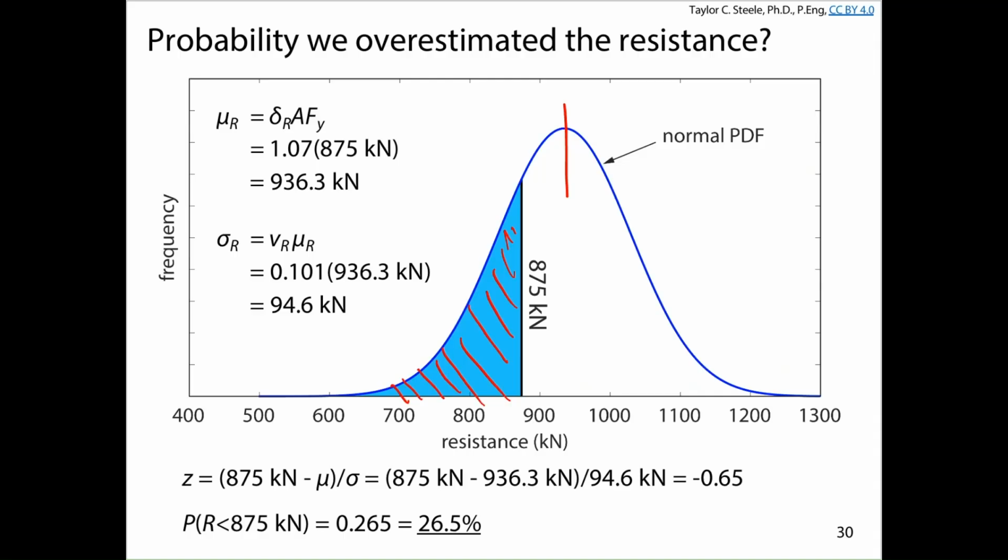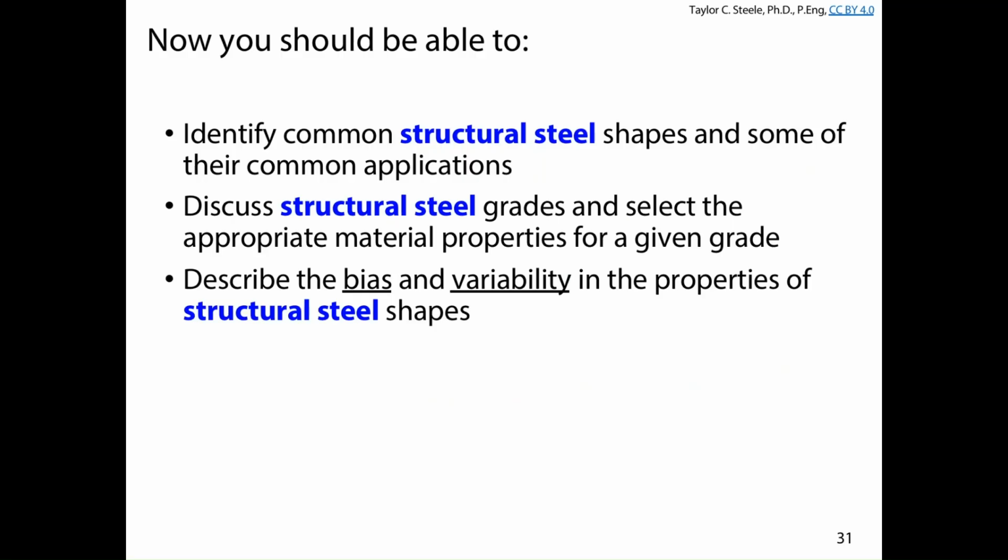Now you should be able to identify some of those common shapes, pass some of them around, tell me what some of them are used for, discuss the different grades, Canadian and American, and select the appropriate material properties, FY and FU for a given grade, and describe the bias and variability in the properties of structural steel shapes. This stuff you have to know because you're going to have to apply this. Other than the quiz, I'm probably not going to ask you to estimate probabilities on an exam or assignment. I'll get you to do that on the quiz just because why not? Practice it once, you've got a million tries. Otherwise, that's all we're going to be covering today.